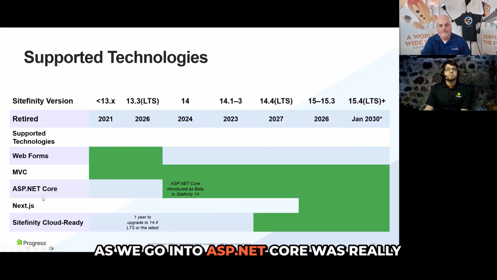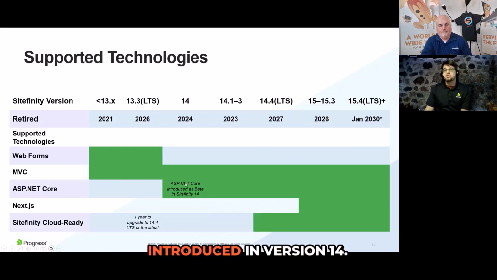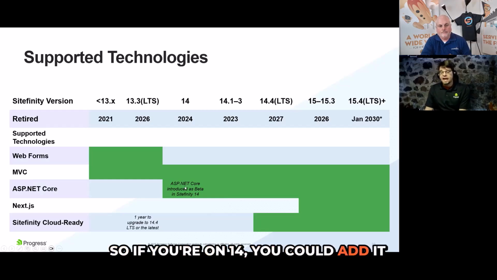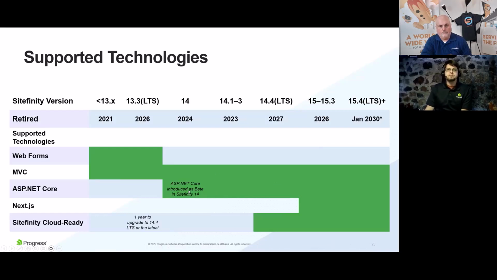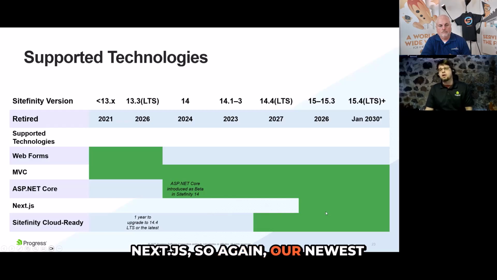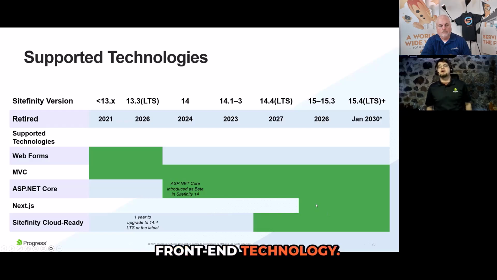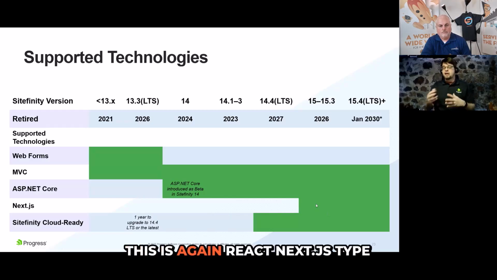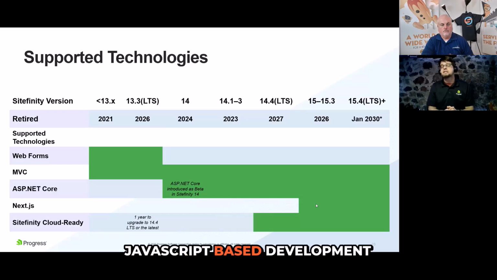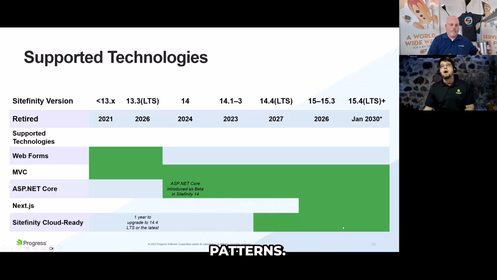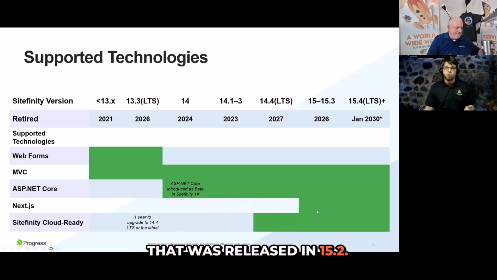As we go into ASP.NET Core, that was really introduced in version 14. So if you're on 14, you could add it to that. We've made enhancements, of course, along the way to ASP.NET Core. Next.js, again, is our newest front-end technology. This is, again, React Next.js type technology, TypeScript, more JavaScript-based development patterns. That was released in 15.2, okay?